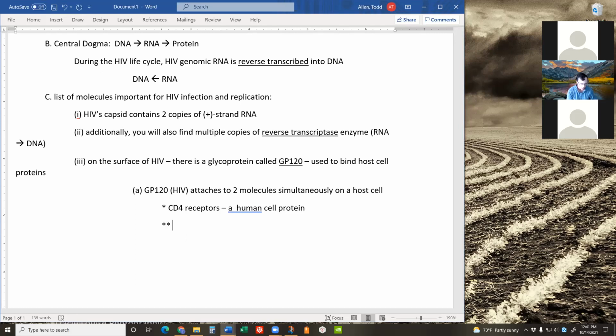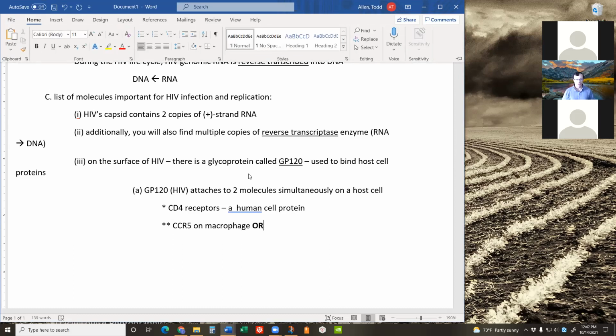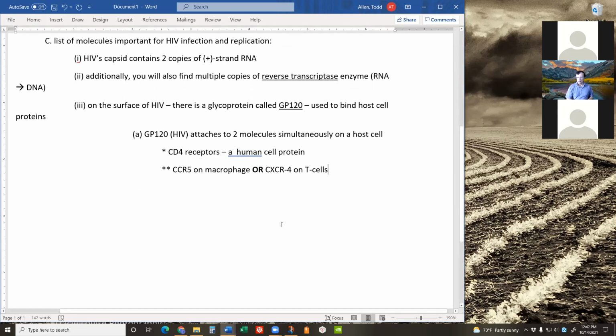Okay, so CCR5 on macrophages, or the second possible molecule is something known as CXCR4, which is a different protein that's found on the surface of T cells. Okay, all right.